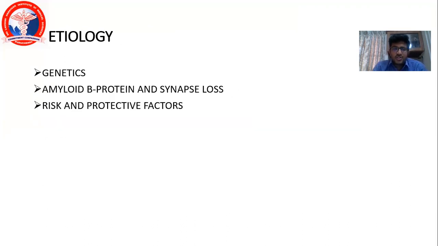Now going on to the genetics. We will be covering the etiology: the genetics, amyloid beta protein, the synapse loss, and also the risk factors and the protective factors.